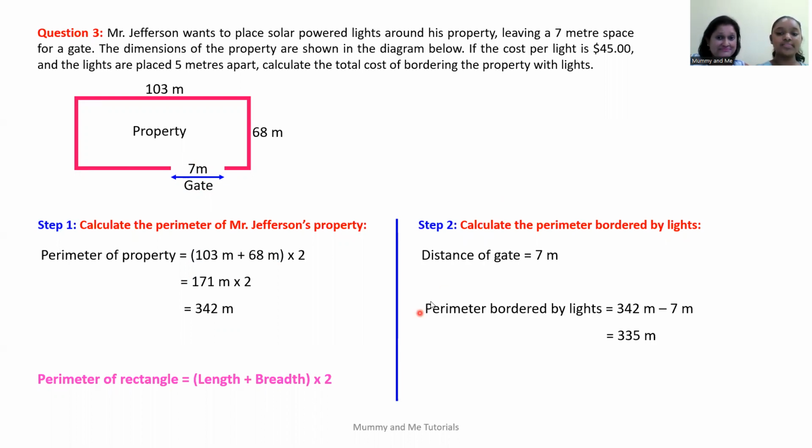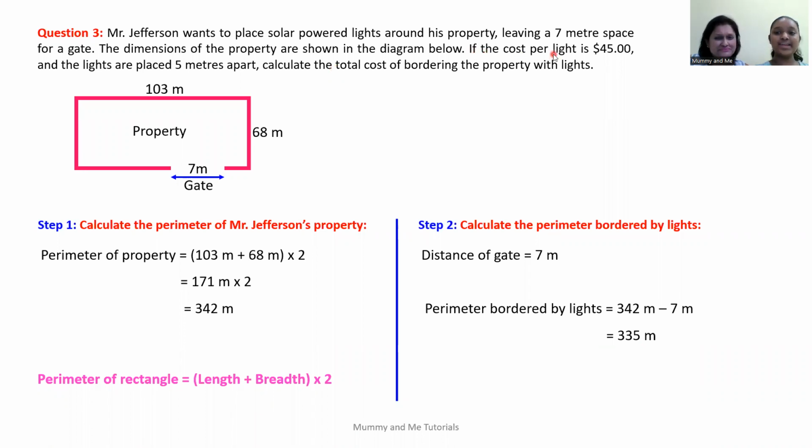So, we know that the distance of the gate is equal to 7 meters. Yes. Therefore, the perimeter bordered by lights would be equal to the perimeter of the property, which is 342 meters, minus the distance of the gate, which is 7 meters, and we will get 335 meters. All right, great job. Let's continue reading the question, shall we?